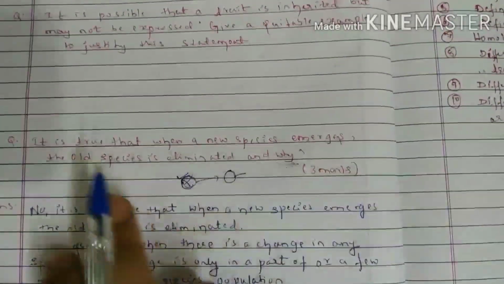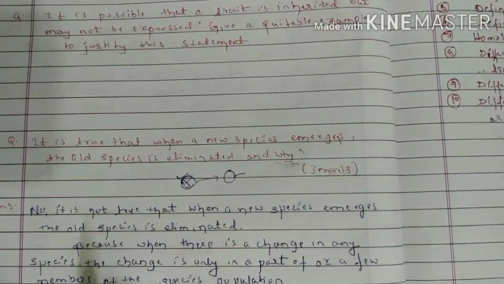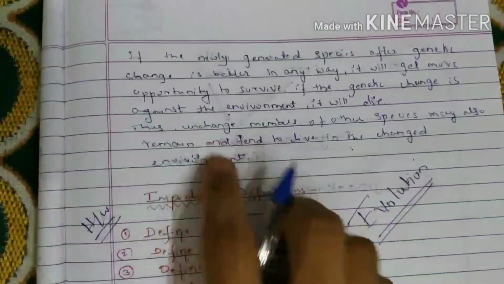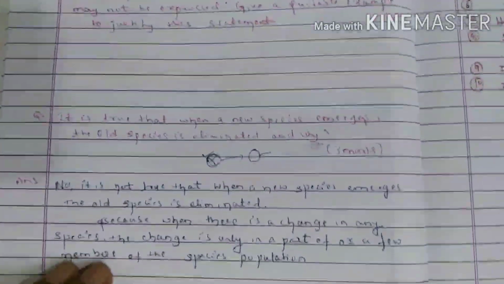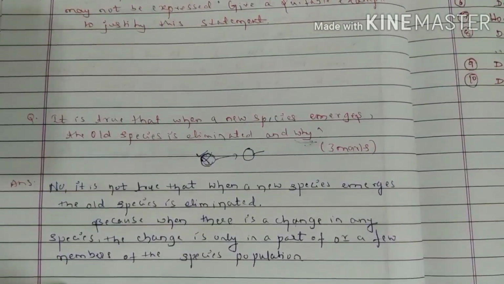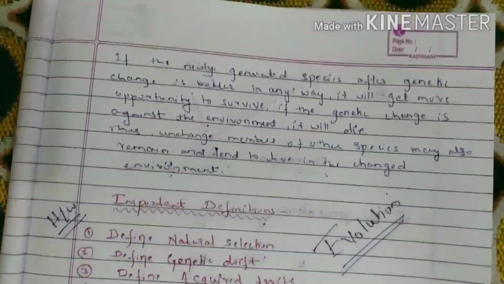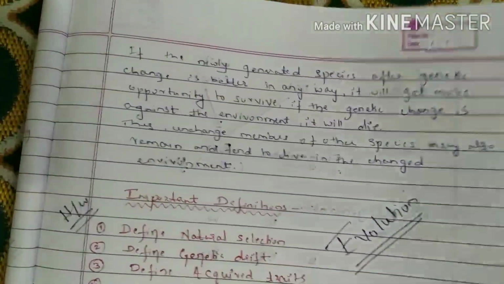Read this question again and note it down. Write the solution, and this continuation part goes after writing up to this population. I will show it again: this one first, and after completing that you have to write this one. So from here you have to complete some topics about evolution.